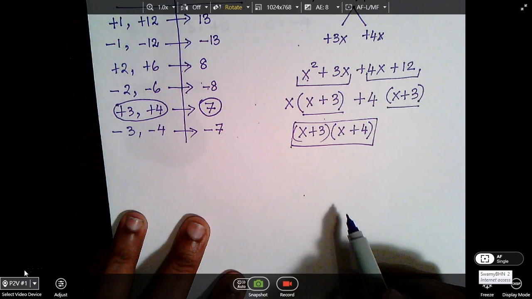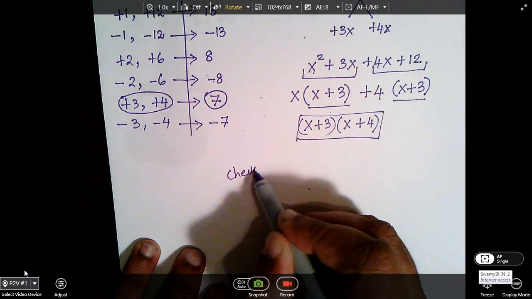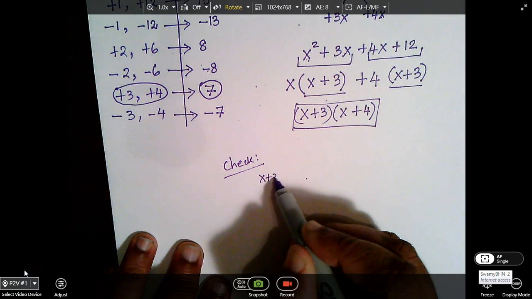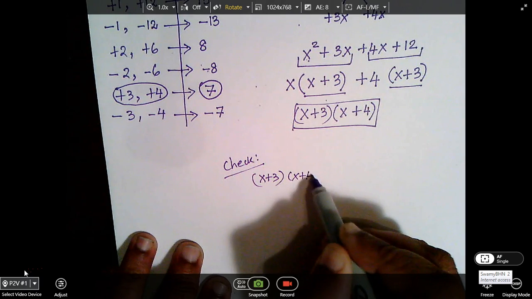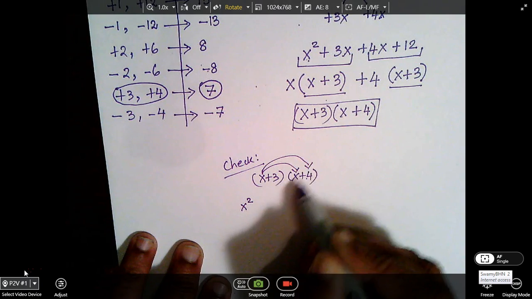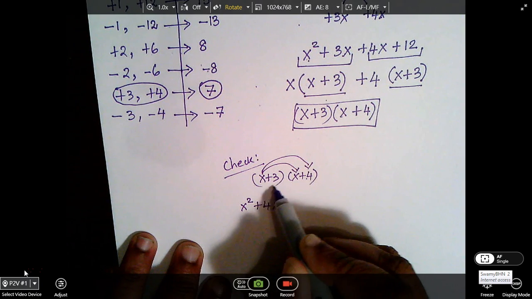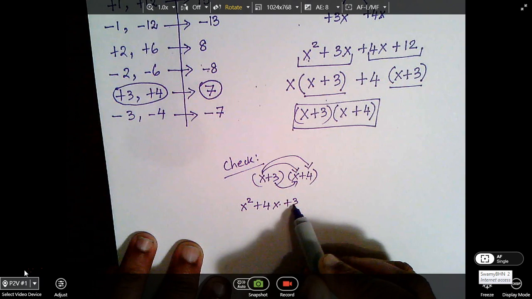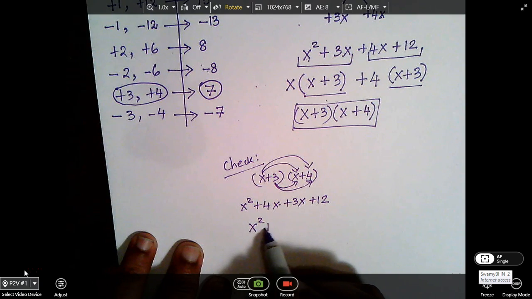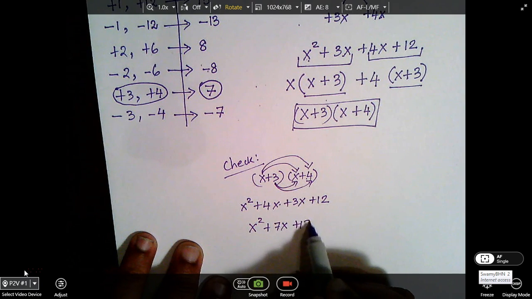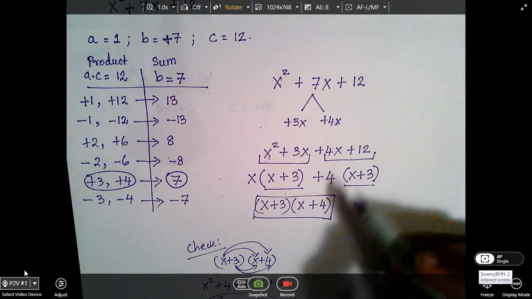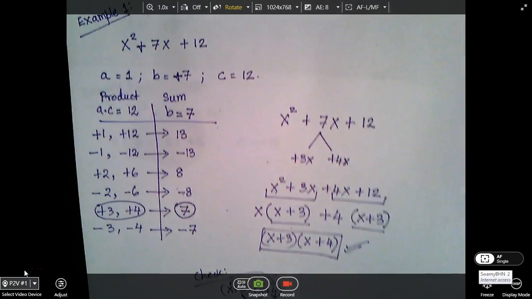So if I want to check whether I did it correctly, I told you I can check it by multiplying it back. So if I multiply it back, I will get x times x is x squared, x times 4 is 4x, 3 times x is 3x, and 3 times 4 is a 12. So x squared plus 7x plus 12. So I got back my original problem. So my factoring is correct. Alright, so that's another example.